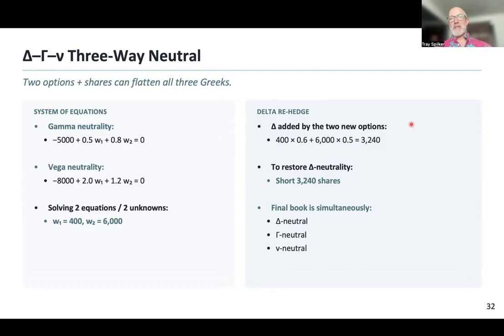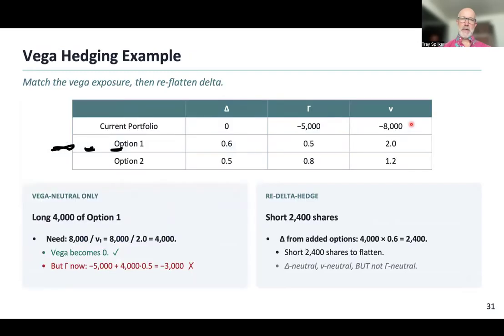Essentially, all we have to do is set up a system of two equations with two unknowns. We know that our starting position for gamma of our portfolio was negative 5,000. If we go back to the prior slide, our starting portfolio had a gamma of negative 5,000. Now we know that option one has a gamma of 0.5 and option two has a gamma of 0.8. I'll just go back a slide and we can see that is in fact true. That's our information there.